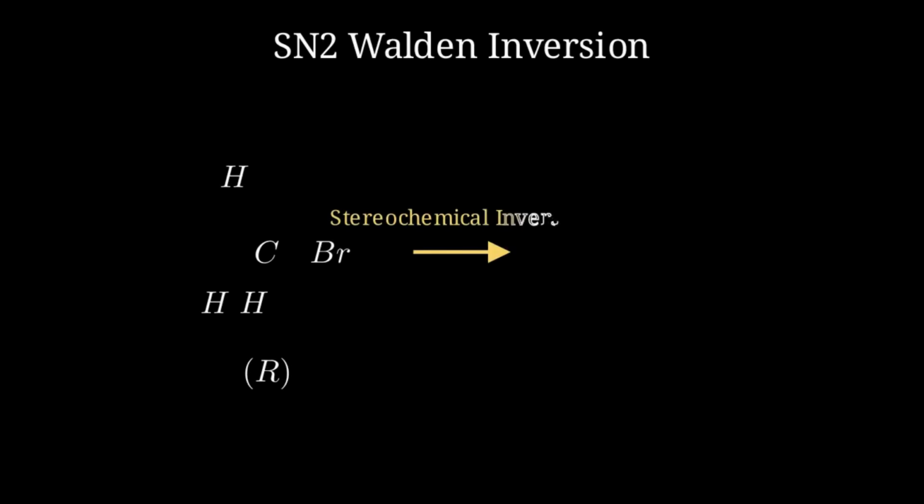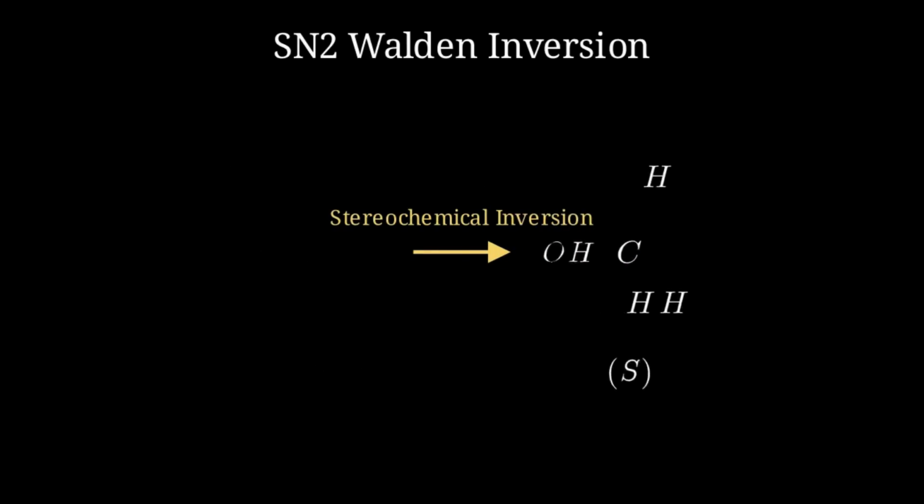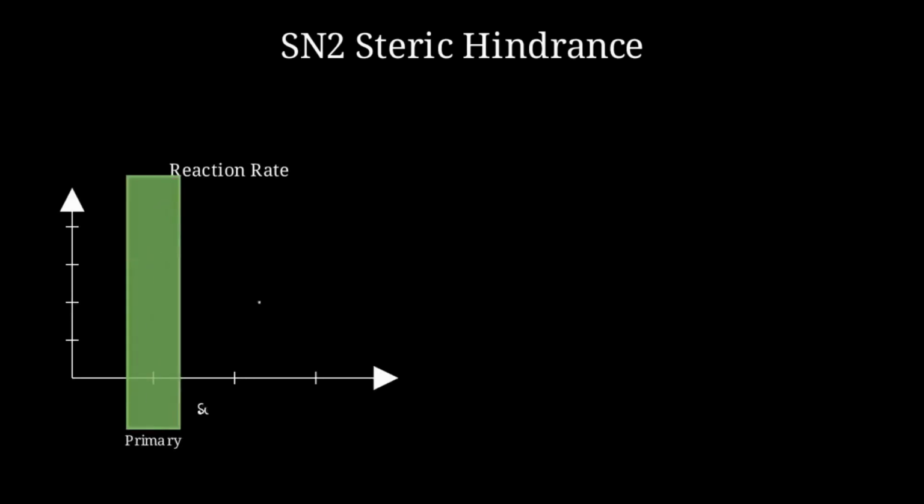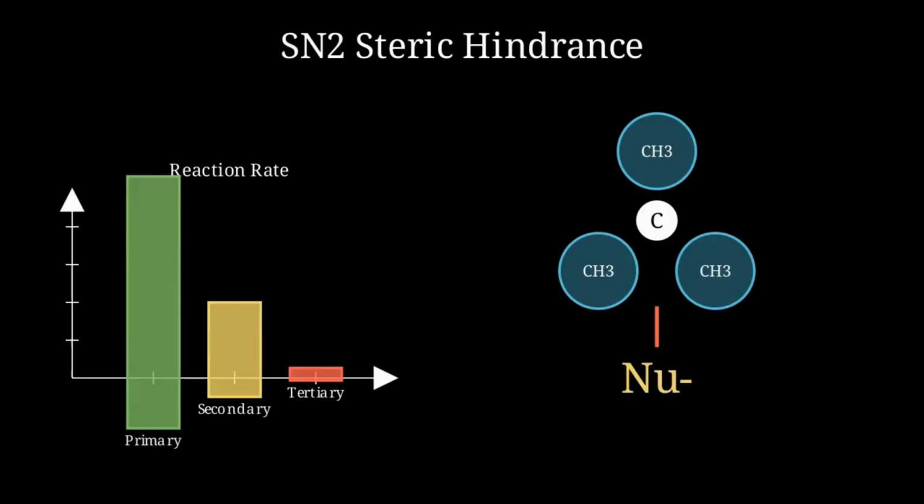Because the nucleophile attacks from the back, the spatial arrangement of the other substituents is pushed forward. This results in a complete inversion of configuration at the carbon center, much like an umbrella blowing inside out during a storm. Steric hindrance is the enemy of SN2. As we add bulky groups to the carbon, it becomes harder for the nucleophile to reach the center. Consequently, primary carbons react quickly, while tertiary carbons are too crowded for SN2 to occur.